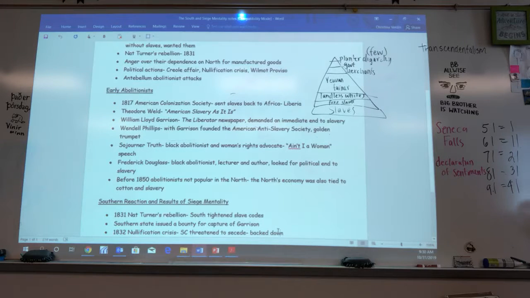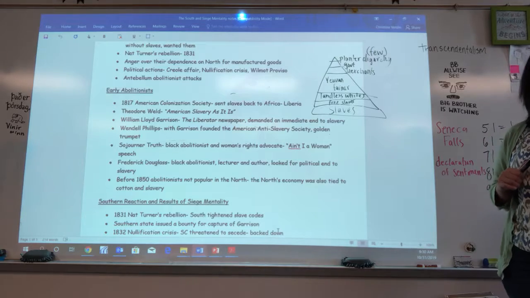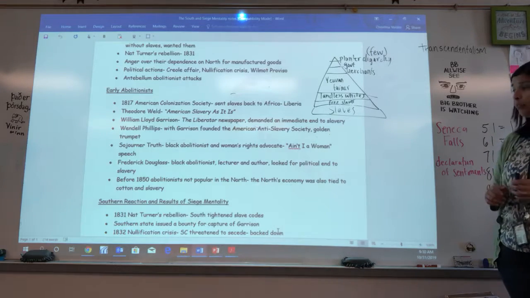We have William Lloyd Garrison with The Liberator. We have Wendell Phillips creating the American Anti-Slavery Society. We have Sojourner Truth and Frederick Douglass giving speeches about slavery. But prior to 1850, abolitionism was not popular. But with people like John Brown, which we'll get to in chapter 19, and Harriet Beecher Stowe's book, which we'll get to in chapter 19, more people start turning to the fold of abolitionism.